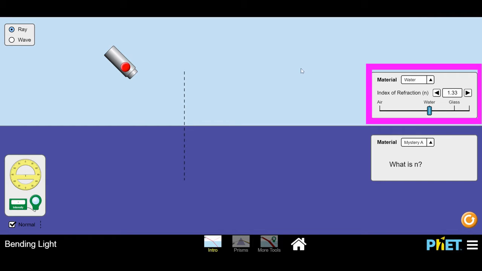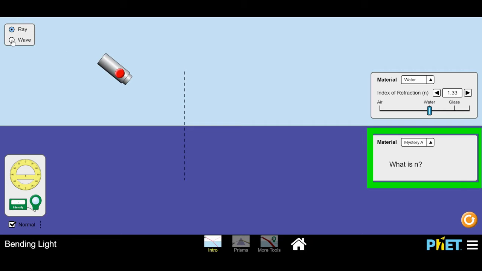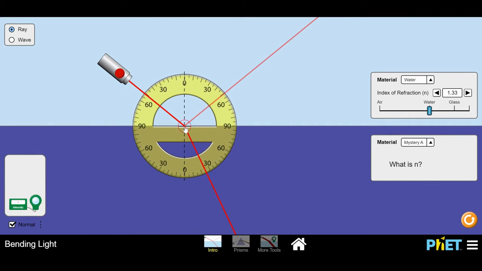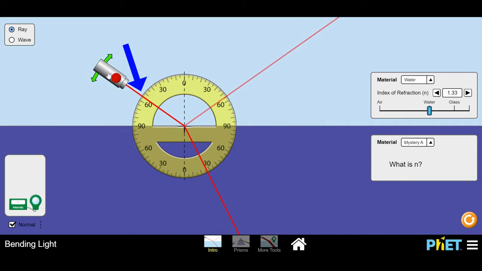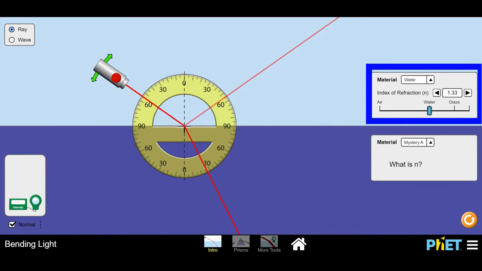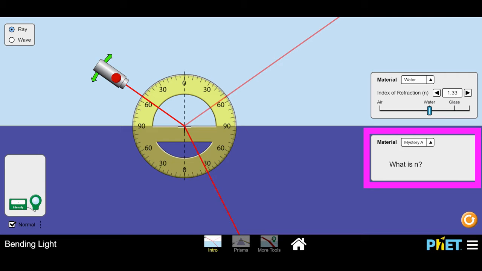I'm going to set it up so that we have water in the top and mystery material A in the bottom. I'll turn on the laser and set the incident angle to 55 degrees. You can see that the angle of refraction is 28 degrees. We can use these measurements, plus the index of refraction for water, to calculate the index of refraction for the unknown material.